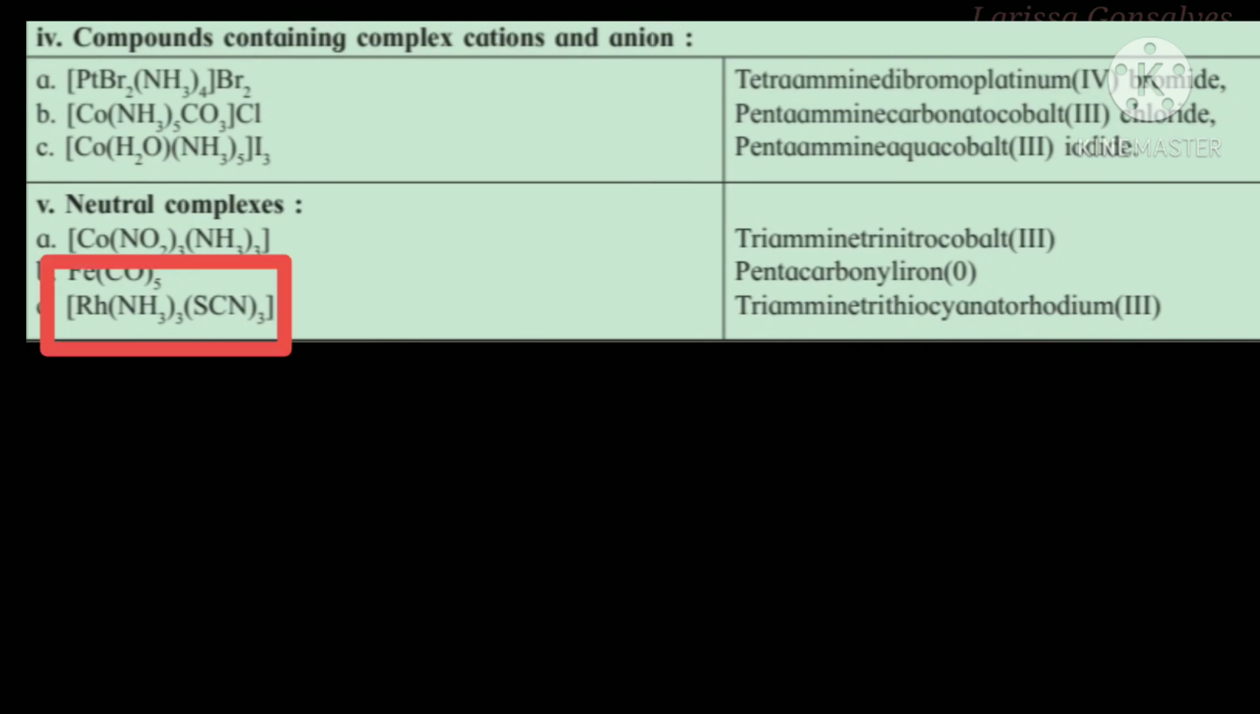The last example is Rh(NH3)3(SCN)3. Here there are two ligands, that is amine and thiocyanato. So according to the alphabetical order you will have to write amine first. So triaminetrithiocyanato, and Rh stands for rhodium, and the oxidation state of rhodium is found to be 3. So I hope you are now clear in how to determine the IUPAC names of coordination complexes.